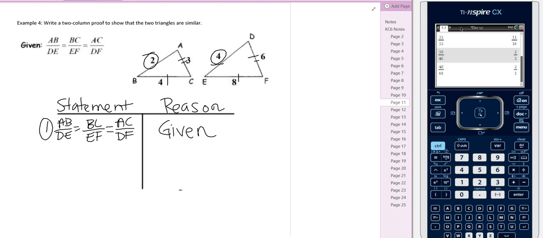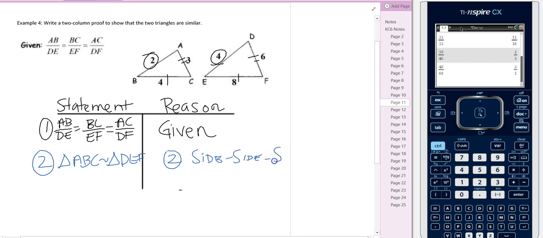So now what can we say? Well, if all of those statements are true, that's enough to say that these triangles are similar by side, side, side. So I'm going to say triangle ABC is now similar to triangle DEF. And the reason is because of side, side, side similarity.